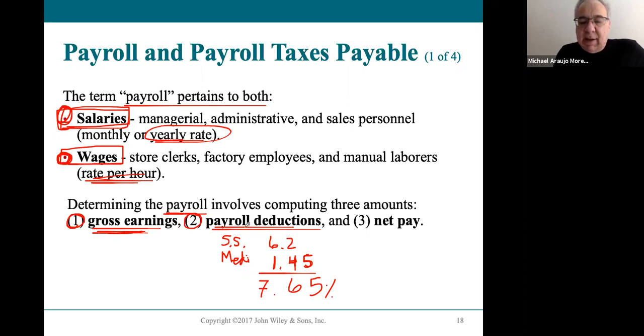These are taxes we have to pay. If you're self-employed, of course, you're going to have to take this out of your own check, your own revenue, to put aside to pay your Social Security and Medicare requirement. So those are required deductions.